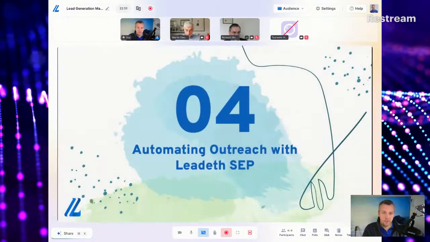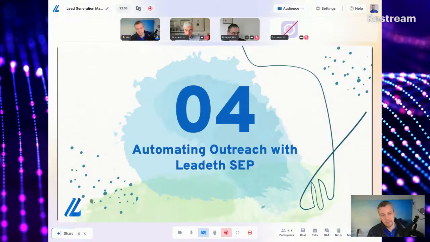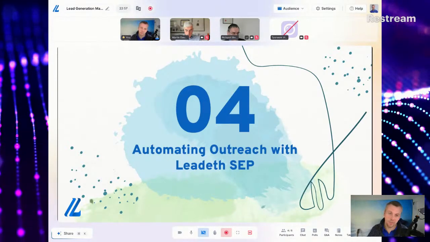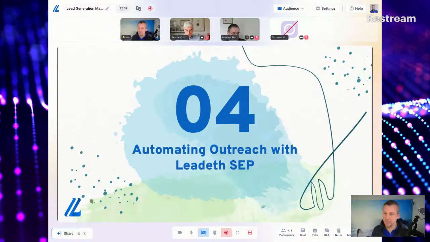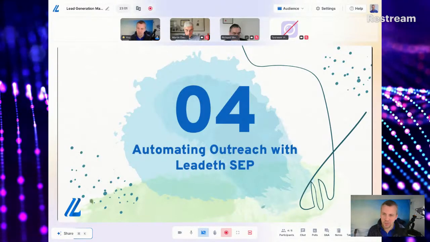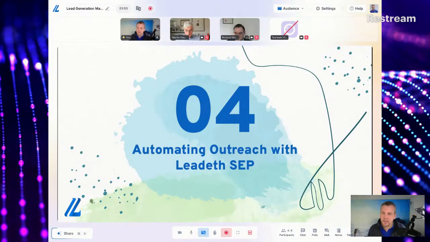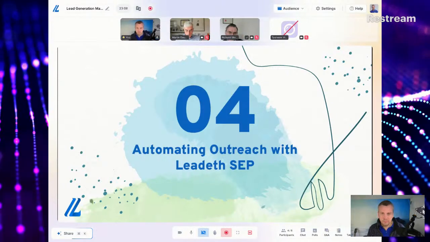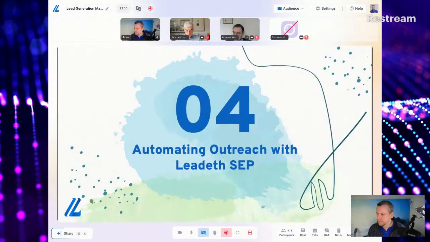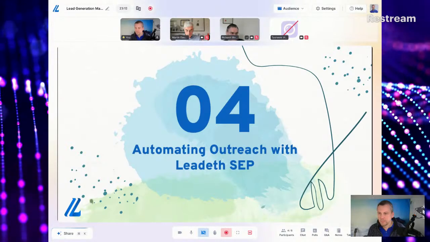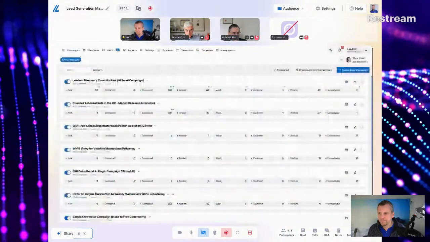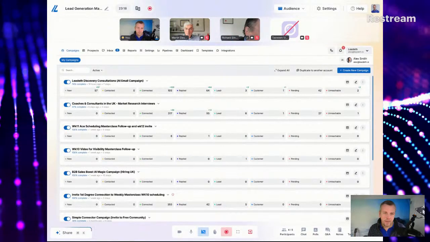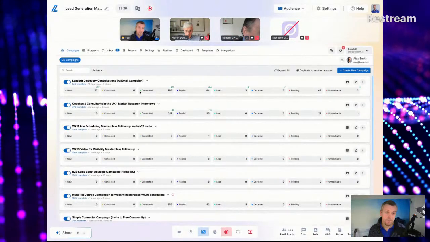So how we go about doing it on the Leadif system, I'm just going to delve into a bit of a demo, really. So this is the platform. It's called an SEP now. It basically stands for Sales Engagement Platform. Just going to share this window with you. Hopefully you can see this. This is the back end of the Leadif system.